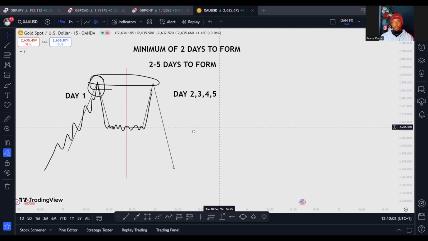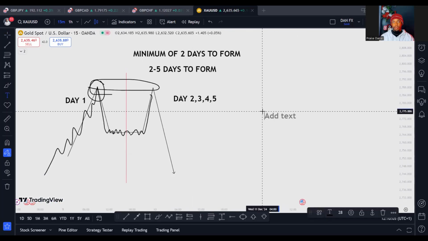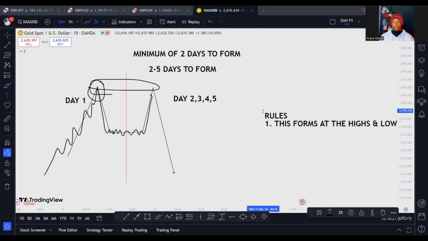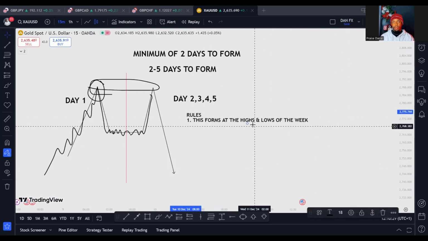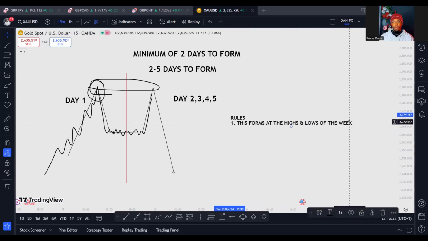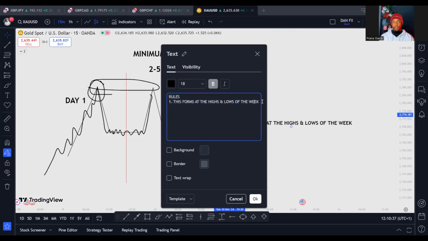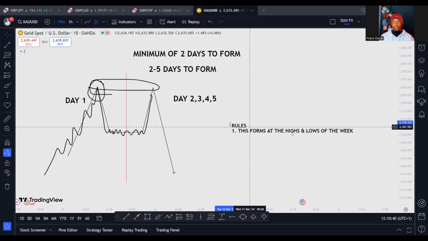Now, there are a couple of rules to note when you're trading this pattern. The first rule is this forms at the highs and lows of the week. So the first rule to note here is this pattern forms only at the highs and at the lows of the week. You can only see this at the highs and at the lows of the week. That's the first rule when trading this pattern.